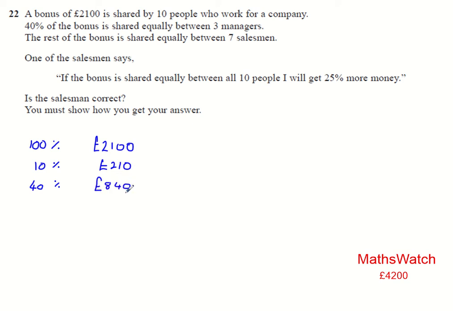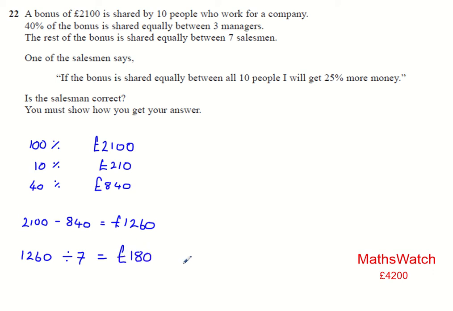Now that's going to the managers, which means that what's being given to the salespeople is what's left out of the original £2,100. So we're going to do 2,100 and subtract that 840 to find out that the salespeople will be sharing £1,260 between them. Now that's being shared between 7 salesmen. So we need to do 1,260 and divide that by 7 to work out how much each salesman will get. You can do that any way you wish. The answer to that is £180.